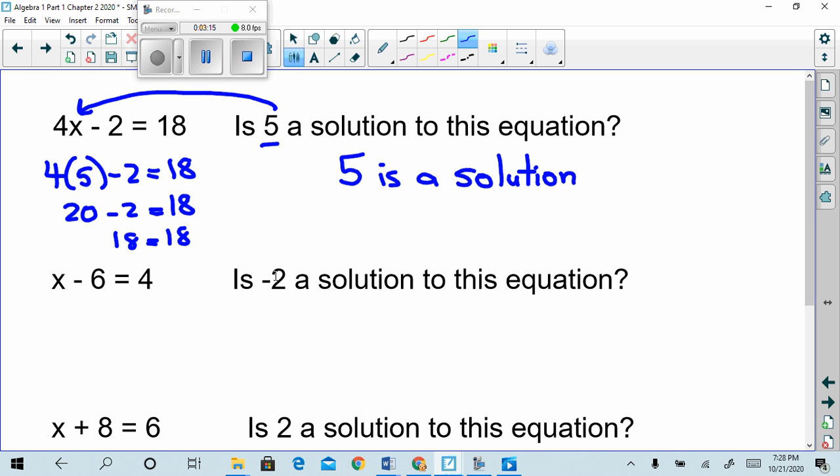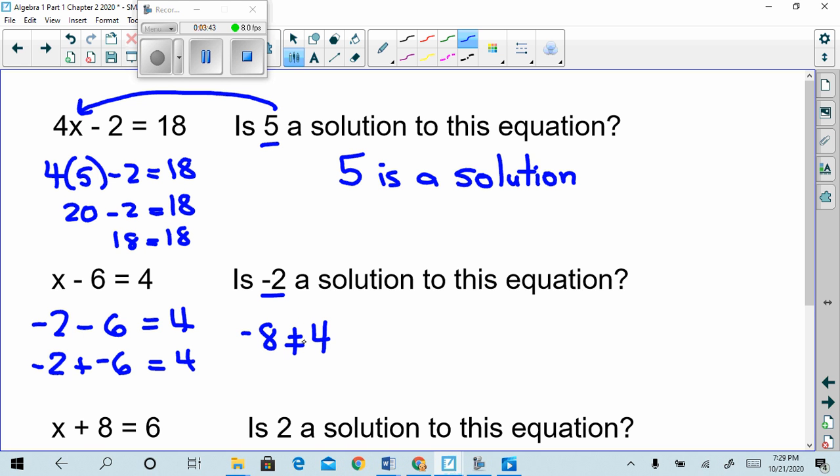Next one. This time we're going to replace x with -2. -2 minus 6 equals 4. Sometimes when we're solving an equation, we may have a wrong sign or we may do the wrong operation, so it's always good to check. Well, we're practicing our rules here because subtraction says to add the opposite. And this will give me -8 is equal to 4, which is false, so we can draw the conclusion that -2 is not a solution.